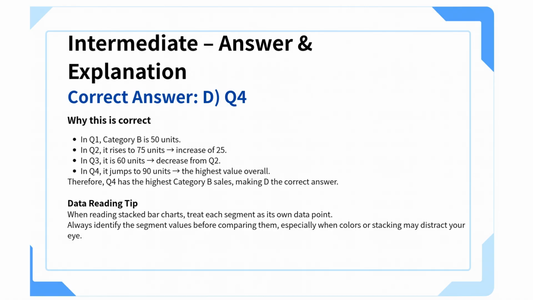Q4. Notice something important. In a stacked bar chart, your eyes are often drawn to the total height. But that's not what the question asks. We are not comparing totals. We're comparing one specific segment. Each colored section must be treated as its own data point. Stacking can visually blend values together, but the numbers remain separate. When reading stacked charts, always isolate the segment first, then compare. That small habit prevents big mistakes.